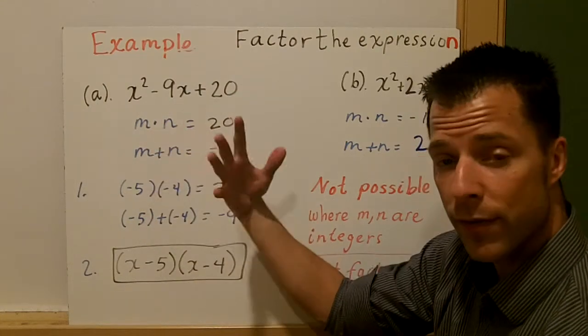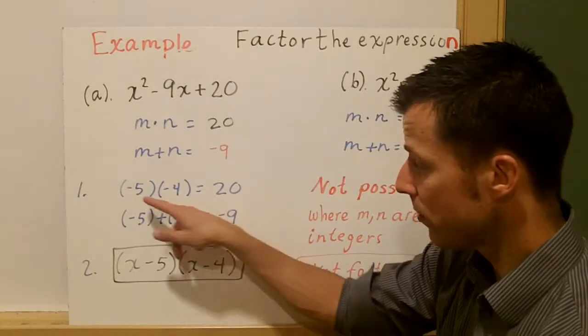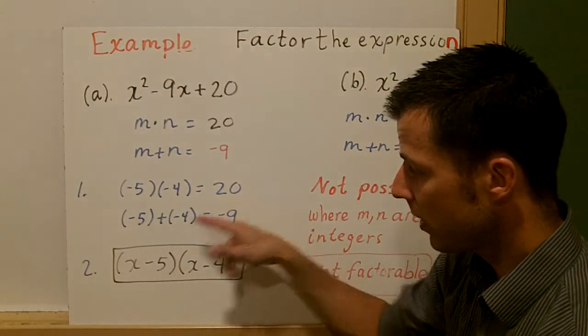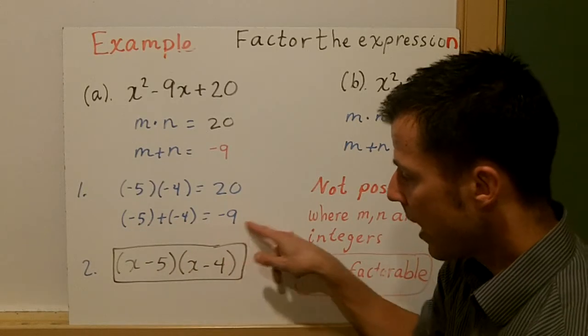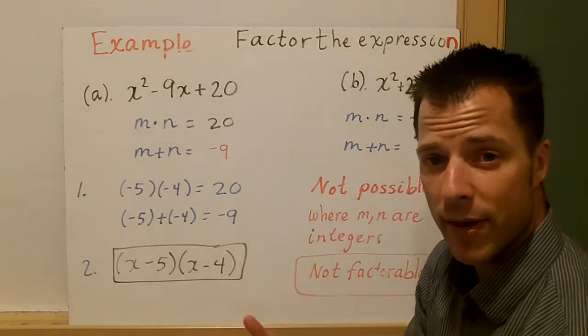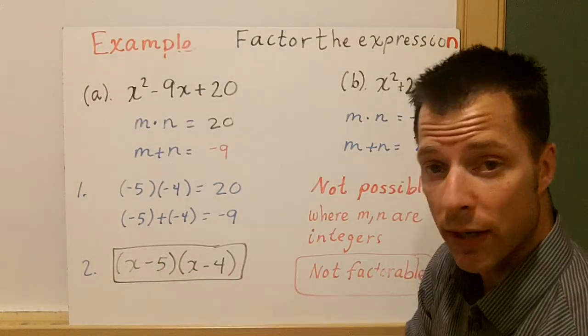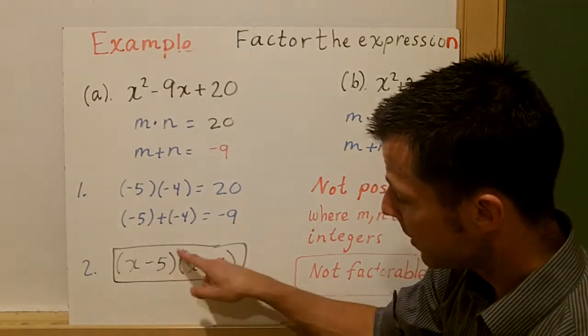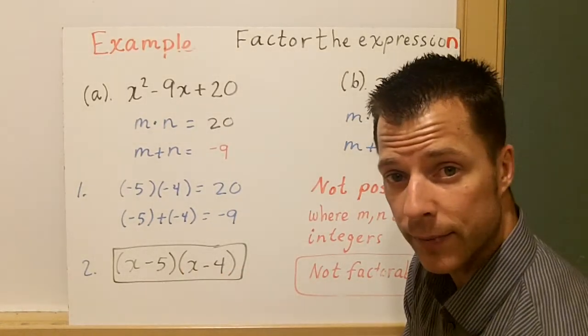I know that if both 5 and 4 are negative, I get a 20 as a product. So negative 5 times negative 4 is 20. Those same two integers, negative 5 plus negative 4, add to be negative 9. So I've met my conditions. So I write, in step 2, my two binomials, x minus 5 times x minus 4. So I've done the factoring.